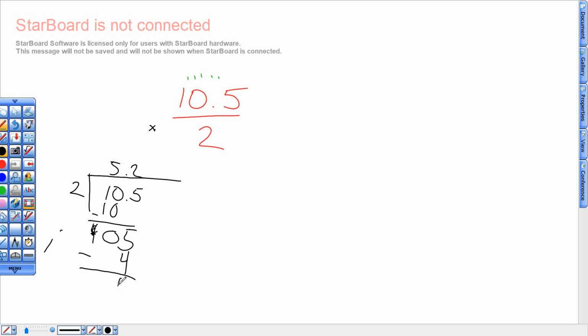And then to keep going, if you go to this next spot, that lets you bring down a 0 all the way. There you go. And then 10, 2 into 10.